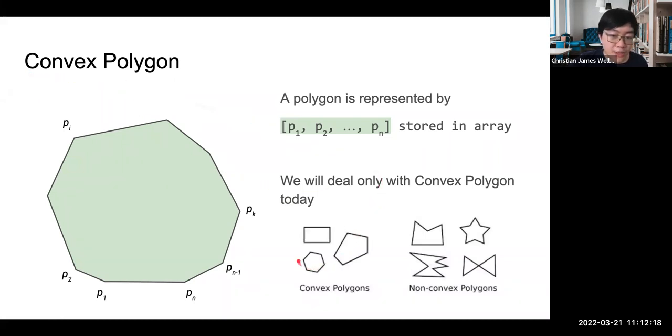So a convex polygon looks something like this, and there are classes of non-convex polygons, like for example these diagrams. So just keep in mind, we only deal with convex polygons today.